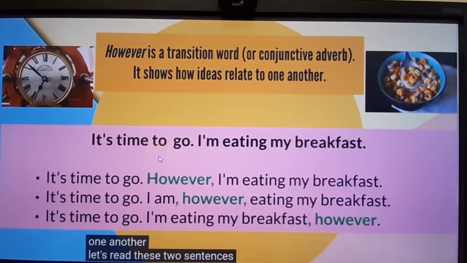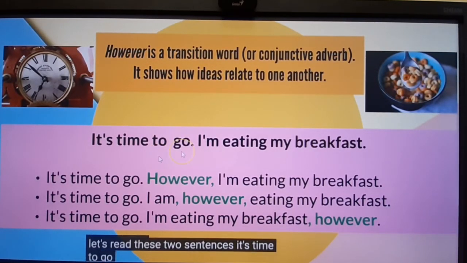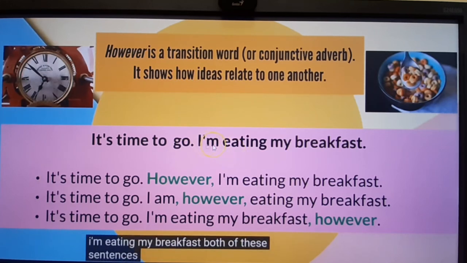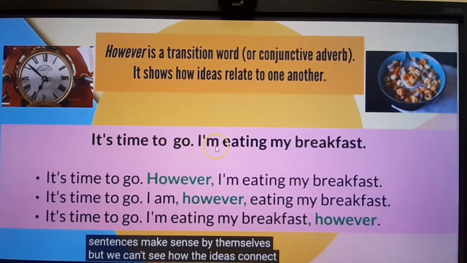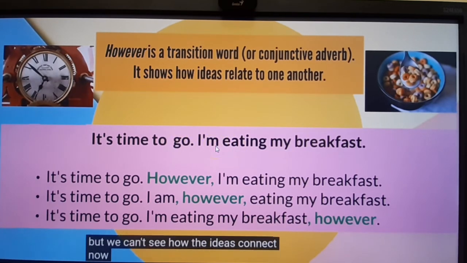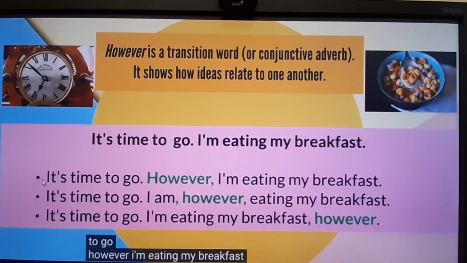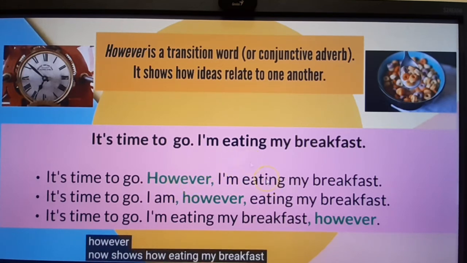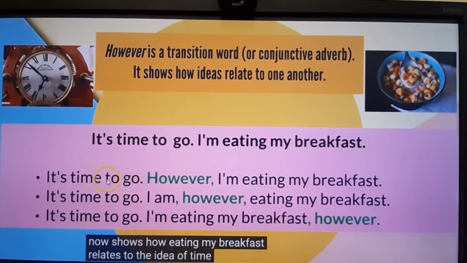Let's read these two sentences. It's time to go. I'm eating my breakfast. Both of these sentences make sense by themselves, but we can't see how the ideas connect. Now let's add the word however. It's time to go. However, I'm eating my breakfast. The word however now shows how eating my breakfast relates to the idea of time in the first sentence.